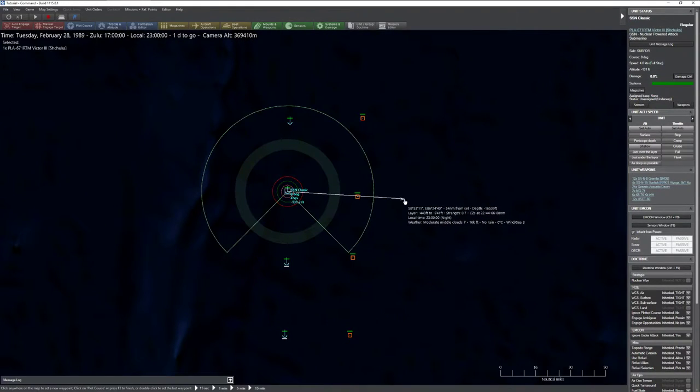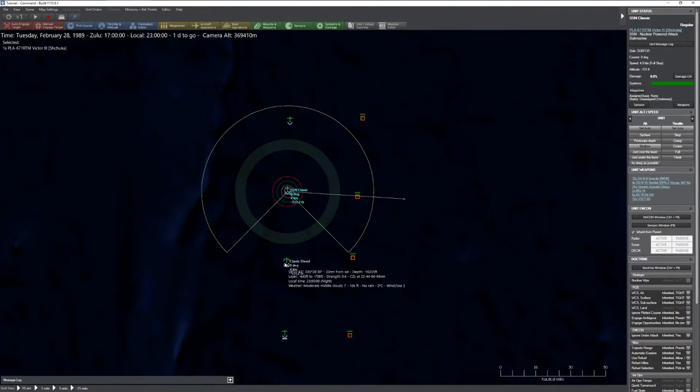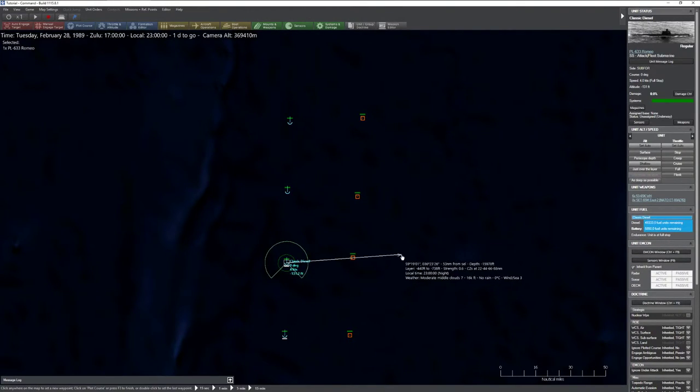Grab this one. Go ahead and order him to move here. I'm going to order him up to a speed of 10 knots. Keep it nice and shallow to keep everything nice and even. I'm going to grab the classic diesel. I'm going to go ahead and go this way.